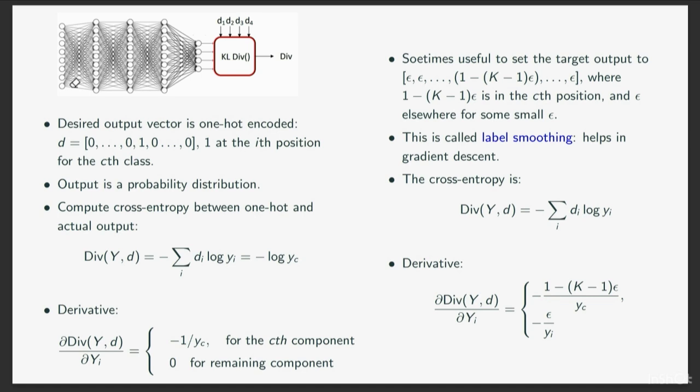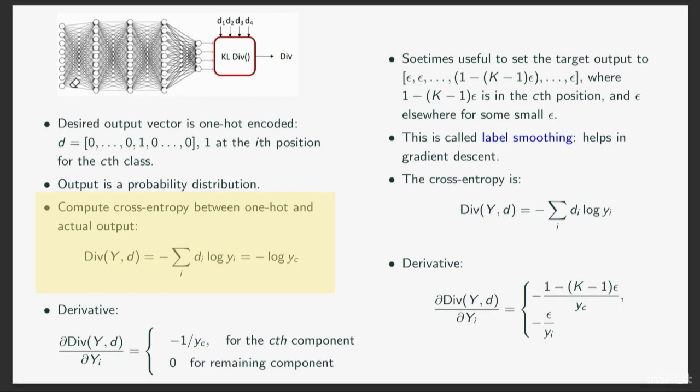So if you use a cross entropy between the one-hot vector and the actual output, one possible loss is this: you sum over di log of yi, and di has 1 at the cth place. So only the cth term will remain. Basically your network is producing this yi, but ultimately your loss will only be log of yc. So eventually it looks like a very simple loss.